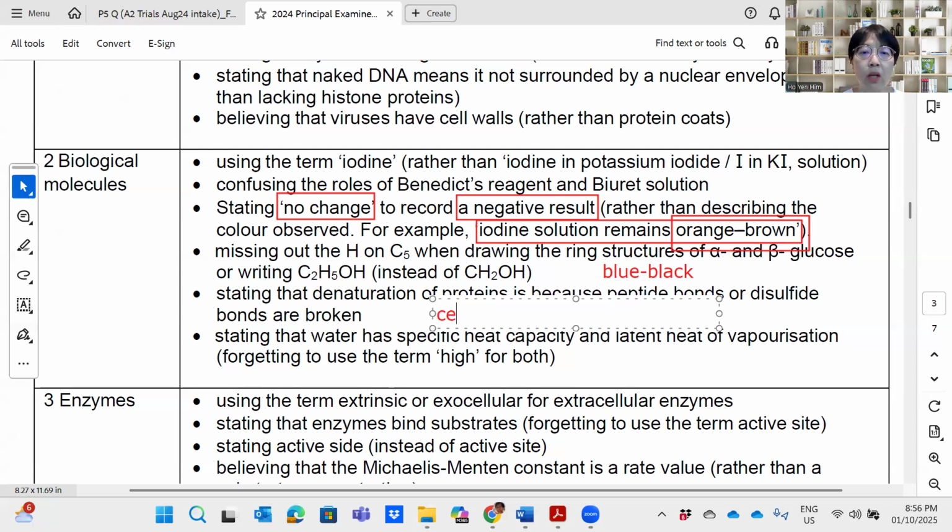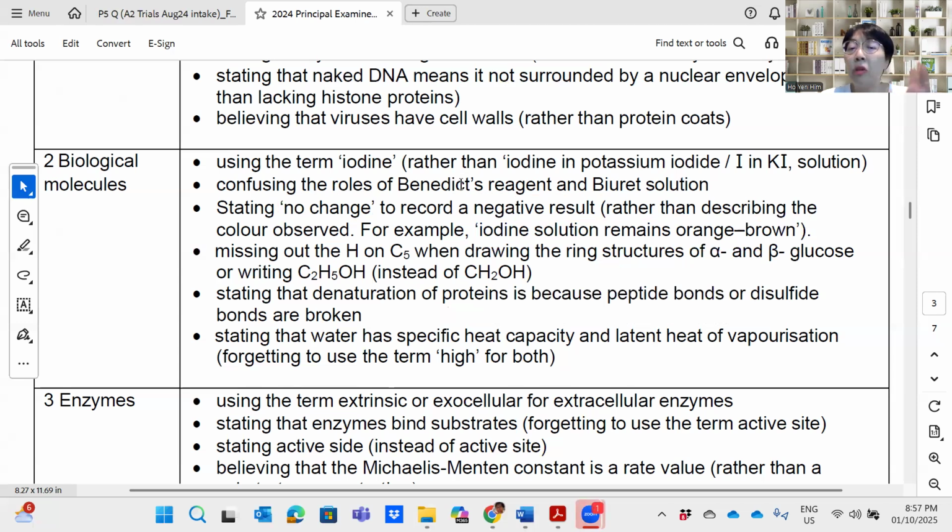So you need to write the initial color, clear blue, to brick-red precipitate. You need to describe fully what your eyes see from the beginning to the end. What is the first one? What is the last one? Of course, you don't need to tell me from clear blue change to green, after that yellow, and then orange, and then brick red. So the first one and the final one.